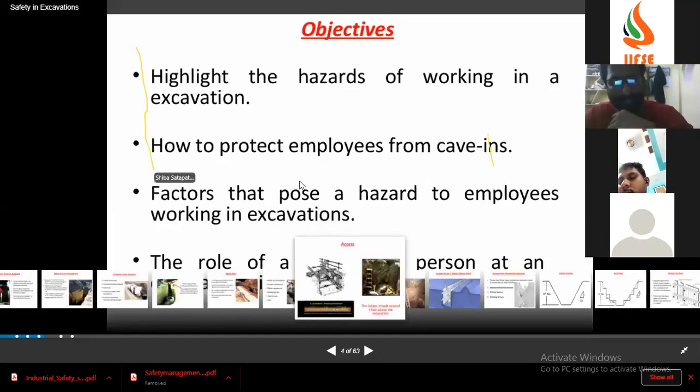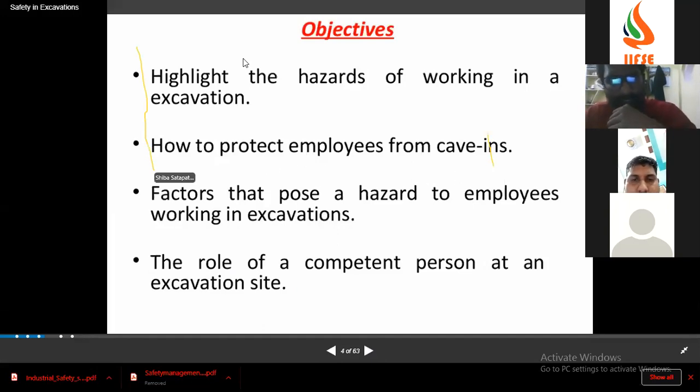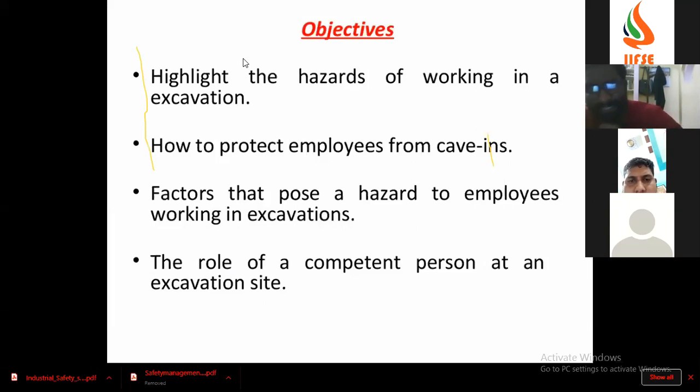Fine. Okay. How to see the objectives? What are the objectives? Highlight the hazards of working in an excavation. What is our main objective? My dear respected people, here we have to highlight the hazards of working in an excavation.